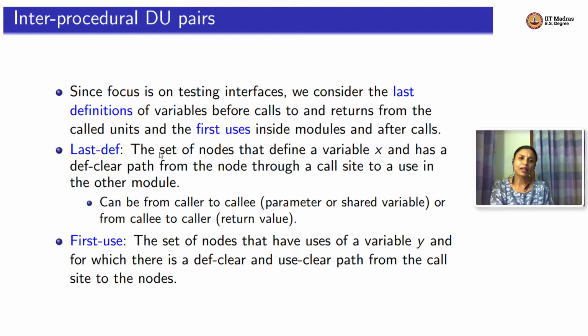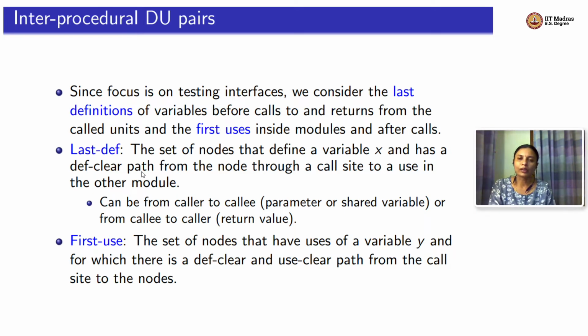So, what is the last definition? The last definition of a variable is as follows. The set of nodes that define a variable x and have a def-clear path from the node through a call site to a use in the other module, then you say that's the last definition of a variable. We'll see an example in the next slide.